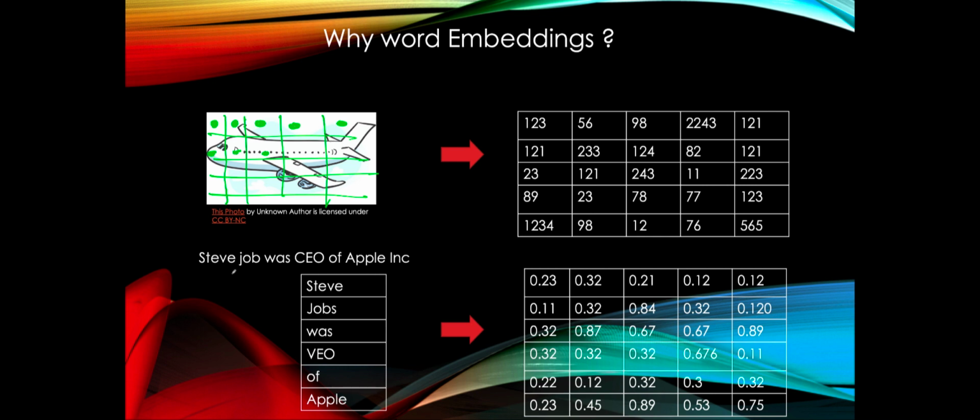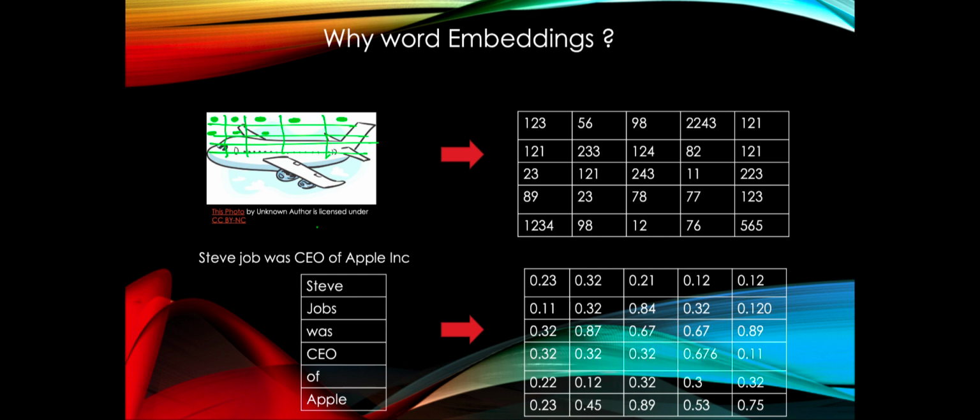What happens to text? Let's see a text: "Steve Jobs was the CEO of Apple Inc." We divide this sentence into an array of words like this: Steve, Jobs, was, CEO, of, Apple. Then each word we represent as a 5-dimensional vector. Steve is represented as 0.23, 0.32, 0.21, 0.12 and 0.12 as a 5-dimensional array. Similarly, each word we represent as an array of numbers, and this we then feed to the machine, which in turn feeds it to the deep learning algorithms.